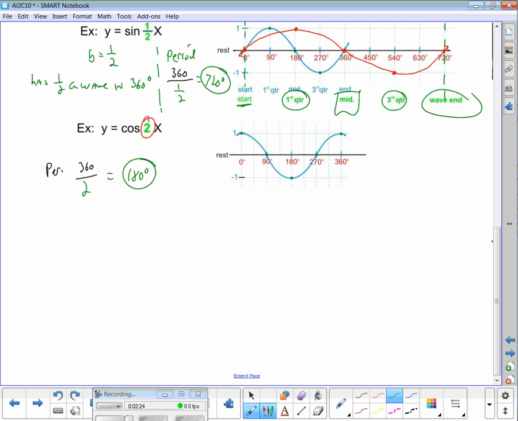So if we were to graph this wave, I already have the pattern there on your paper. So I'm just going to take vertical dashed lines and mark it out at 180.